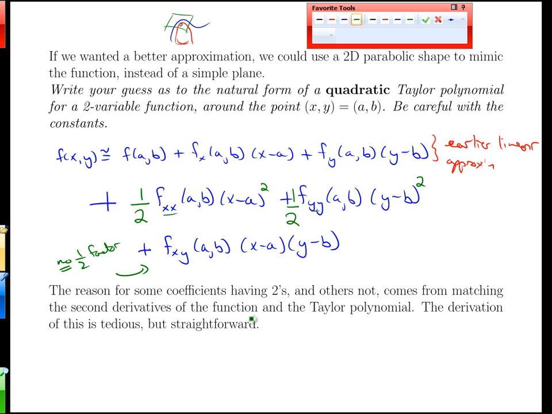And as I say, the derivation of these coefficients is pretty tedious, but it is straightforward. It's just matching your function's second derivatives with this approximation's second derivatives and seeing what constants you need to slide in to make them equal.